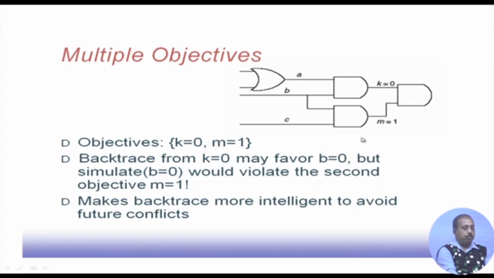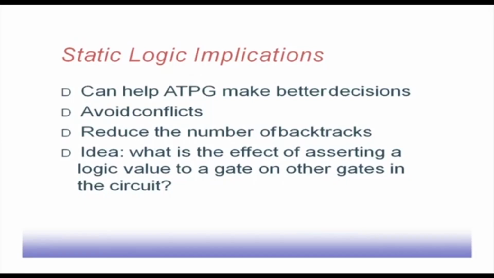So, we have to make the backtrace algorithm more intelligent, so that these future conflicts can be avoided. The FAN algorithm is actually doing that. It is progressing with multiple objectives simultaneously, so that it can avoid those future conflicts to a great extent. The details of FAN are the same as the other algorithm; the basic crux of the algorithm we have discussed.